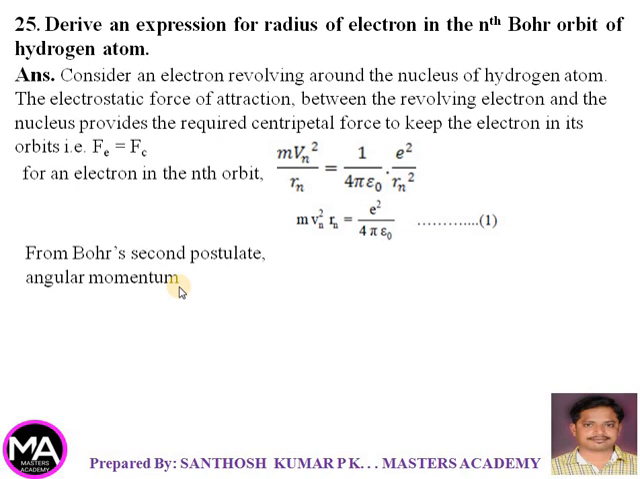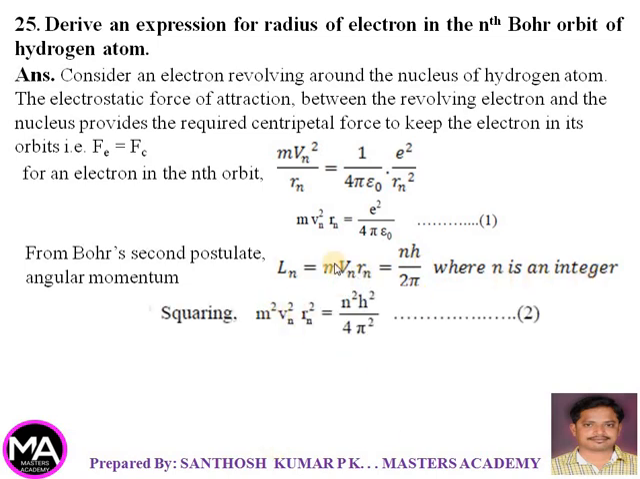that the angular momentum is given by Ln is equal to m Vn into Rn, that is equal to nh divided by 2 pi, where n is an integer. Now, squaring, m square Vn square Rn square is equal to n square h square divided by 4 pi square. You call this as equation 2. Equation 2 divided by equation 1.